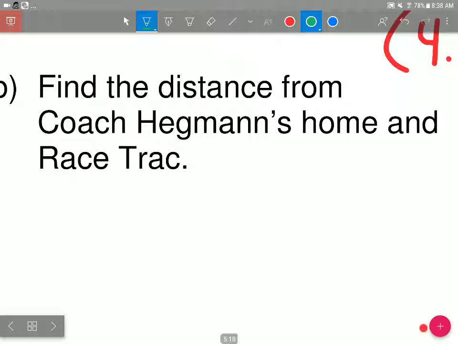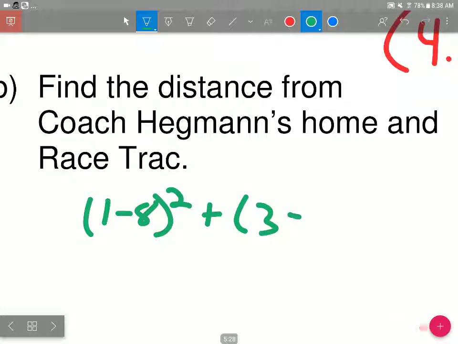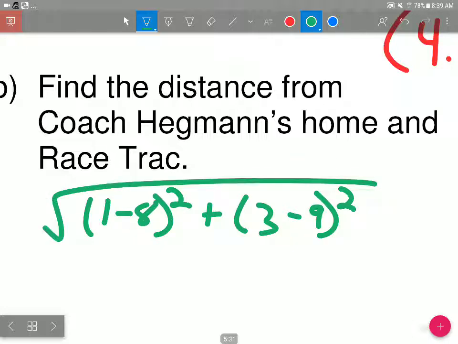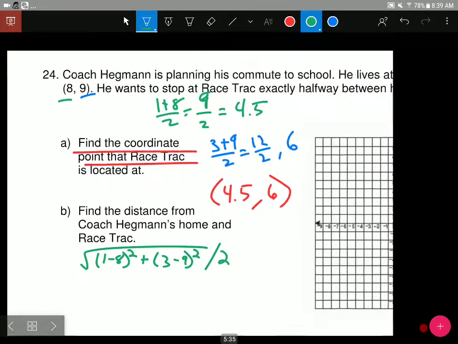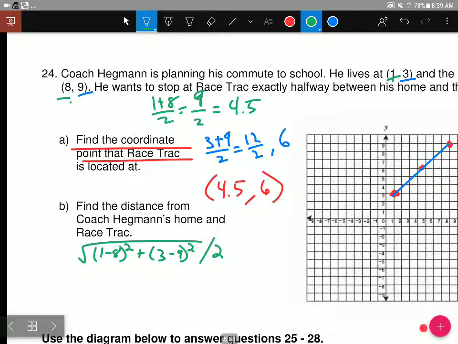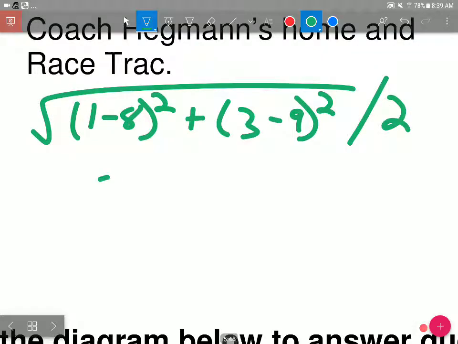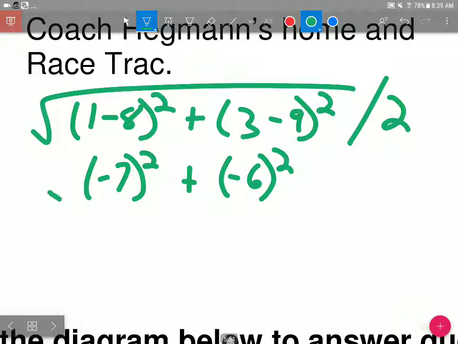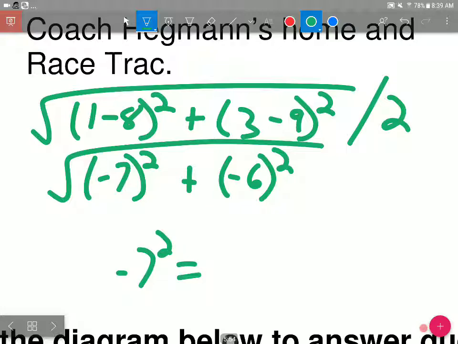So that's 1 minus 8 squared plus 3 minus 9 squared, and then we'll divide it by 2 when we're all said and done. Let me make sure I put those in right. All right, good. Let's finish it up. So 1 minus 8 is negative 7 squared plus 3 minus 9 is negative 6 squared. Remember, if I just plug in negative 7 squared like that in my calculator, it will say negative 49, which is incorrect. Always put those in parentheses. So negative 7 squared is 49 plus negative 6 squared is 36.